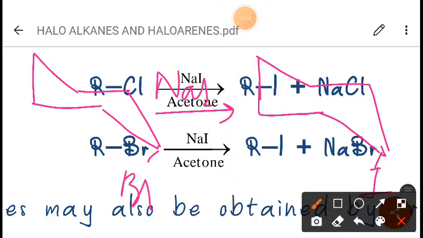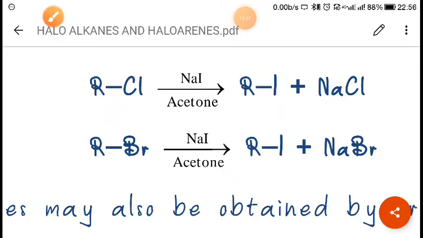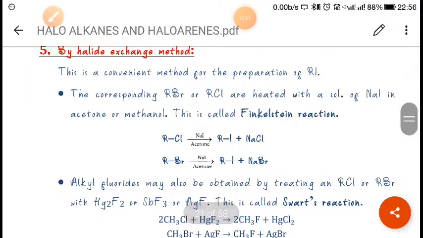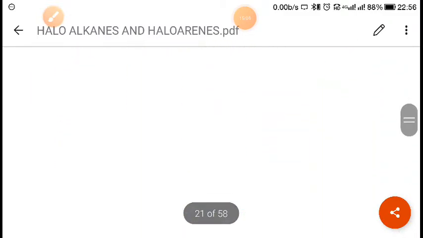I hope you have understood this, right? So this was all about the halide exchange method. Okay, now next we will see the Swarts reaction.